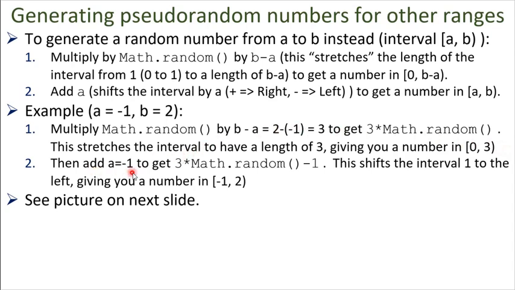Okay, and the next step was to add your A, right? So to add your -1. So that's really just subtracting 1. So what that's going to do is shift everything left by 1, right? If it were positive, it shifts it right. If it's negative, it shifts it left. So rather than getting a number from 0 to 3, when you subtract 1, you're going to get a number from -1 to 3 minus 1, or 2, which is exactly what you wanted.